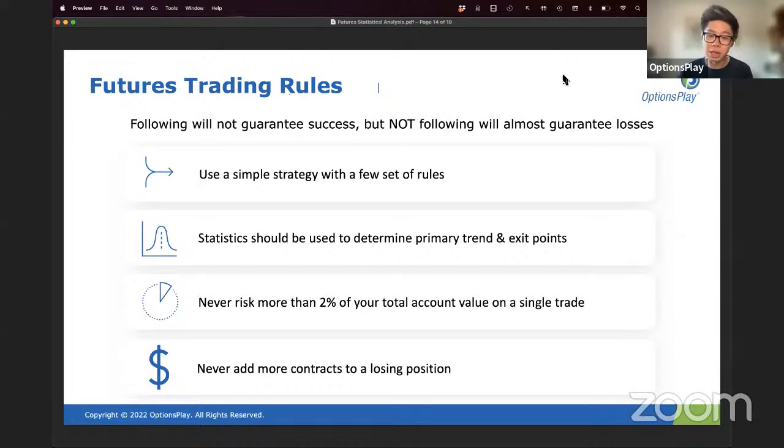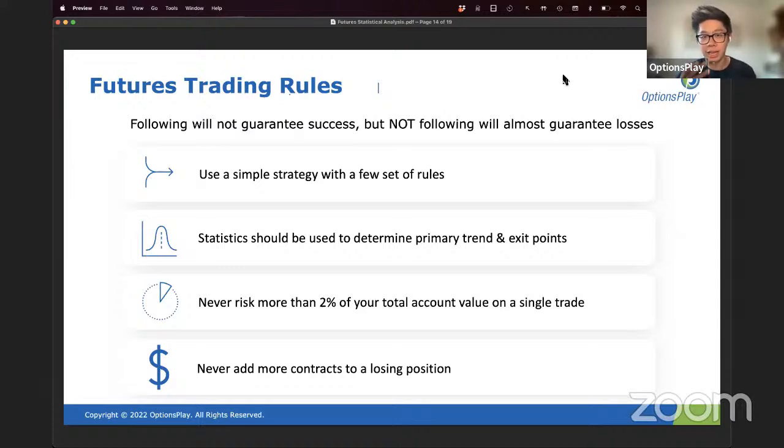And generally speaking, never add more contracts to a losing position. So you've gotten into a position, it's not going in your direction, you don't take a loss, and you feel that the next day I'll add some more and hopefully get back to break even. Yes, that will work sometimes, and I've seen it work many times, but I've also seen those exact entries lead to some of the biggest blowups that I've seen in terms of clients that I've worked with. So that's just a quick set of rules that I have in mind.